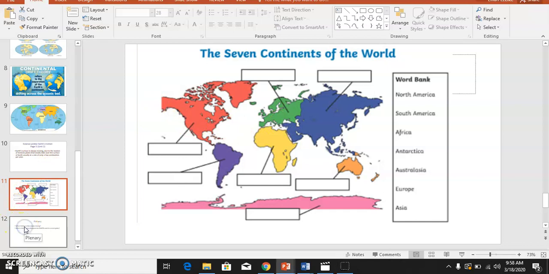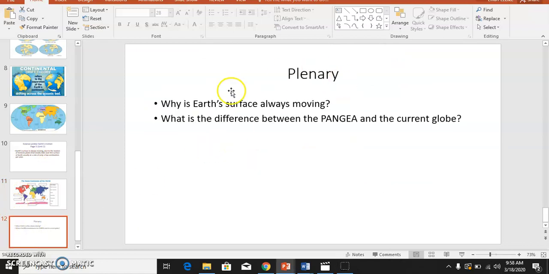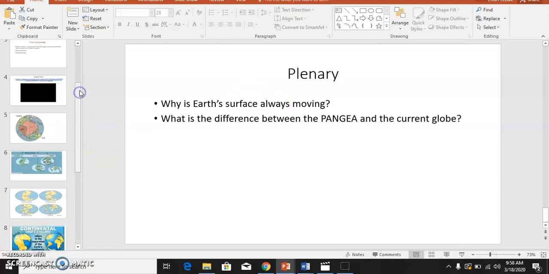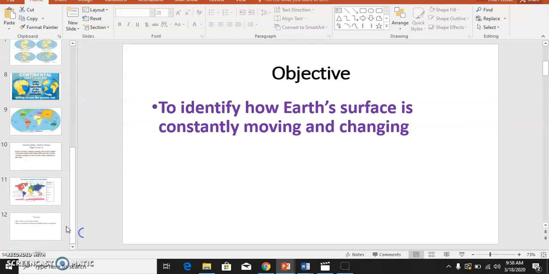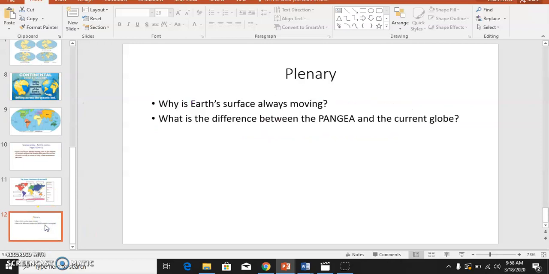Now quickly, before we end the session for today, let's go to the plenary. Please look at the plenary and try to answer it by yourself. Try to reason along with it, because once you do that properly, it means you've understood or you've gotten the good idea in our objective today. So the first question in the plenary is asking us, why is Earth's surface always moving? We gave the reason already, because the tectonic plates are always in motion due to the instability of the magma beneath the surface of the Earth. So we see that the Earth's surface is always moving. We saw the different shapes at the different points in time.